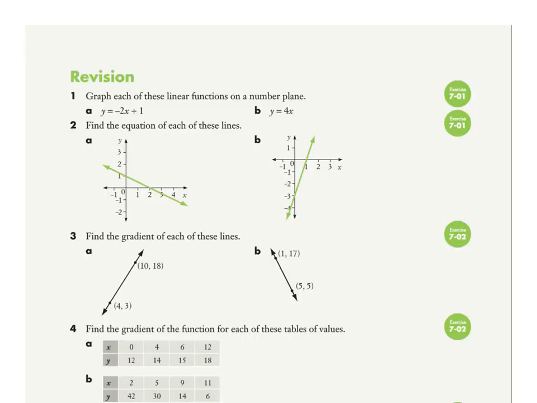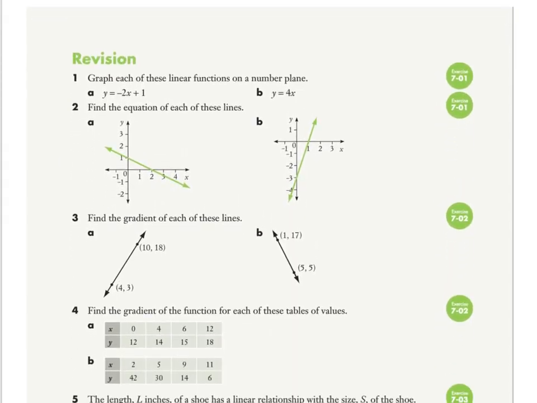Okay, question 1. Graph these linear relationships on a number plane. Now you can use a table of values with 2 points, say 0 and 1, and find what the y value is, or okay, we have a y-intercept of positive 1, which is just about there. We have a gradient of negative 2 over 1, which means instead of rise, go down 2, and a run 1. So there's the point.